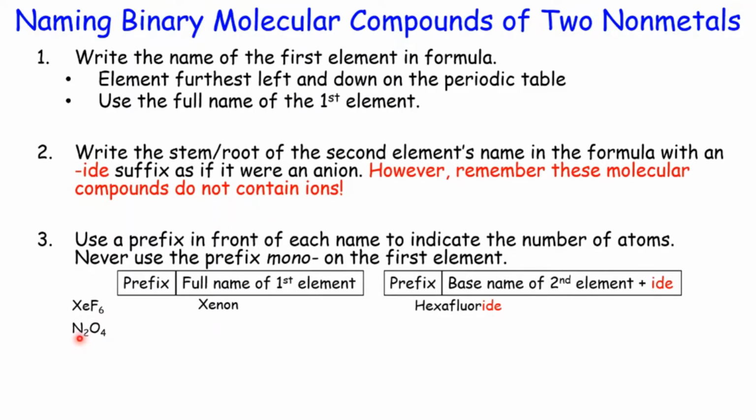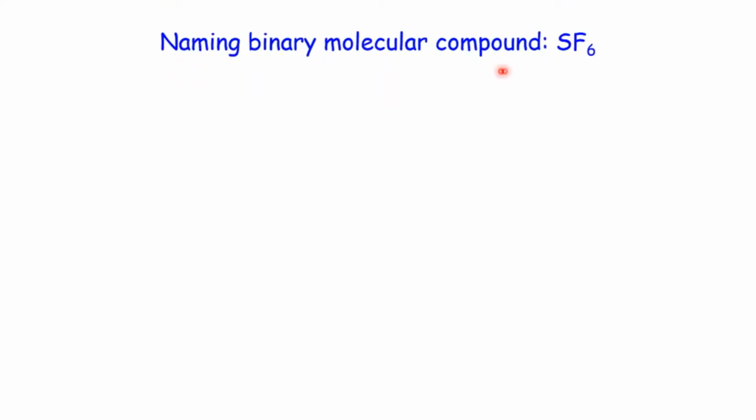Another one. So the first element is nitrogen, and the prefix 2 means di. Then the full name of the first element. So therefore, it's dinitrogen. Then the second one, the prefix should be tetra. And then you don't say tetraoxygen, you say tetraoxide. You use the base name, then plus IDE, or in other words, use the anion name, okay, tetraoxide. But here you see the tetra, T-E-T-R-A, the A is not used because the name of the second element starts with O.